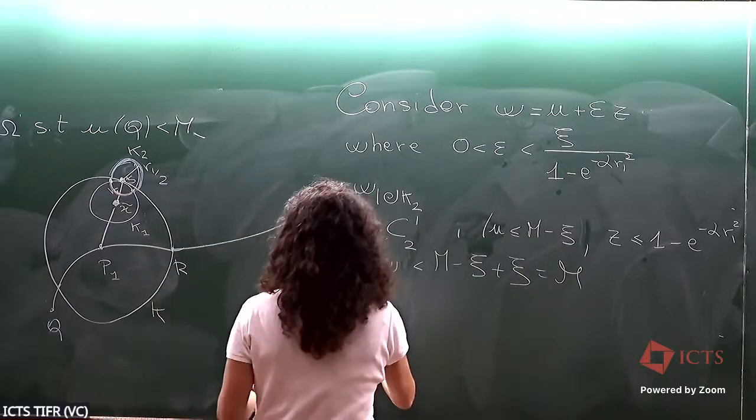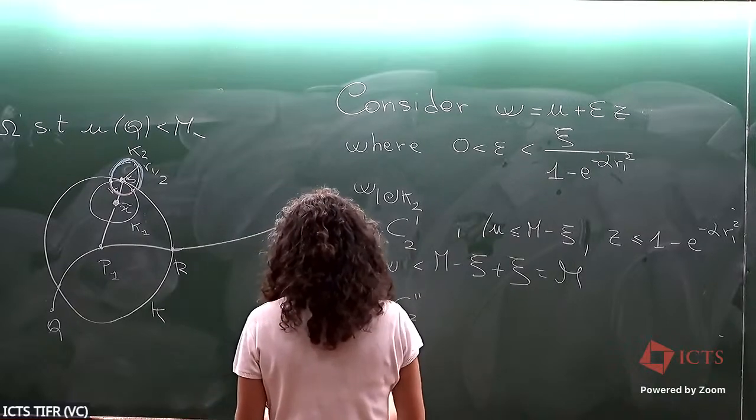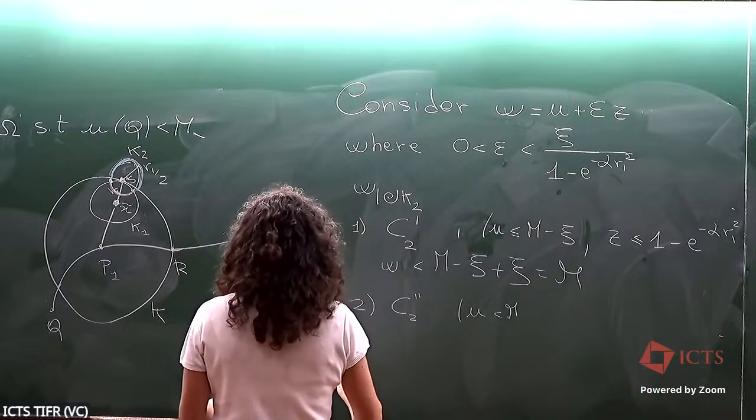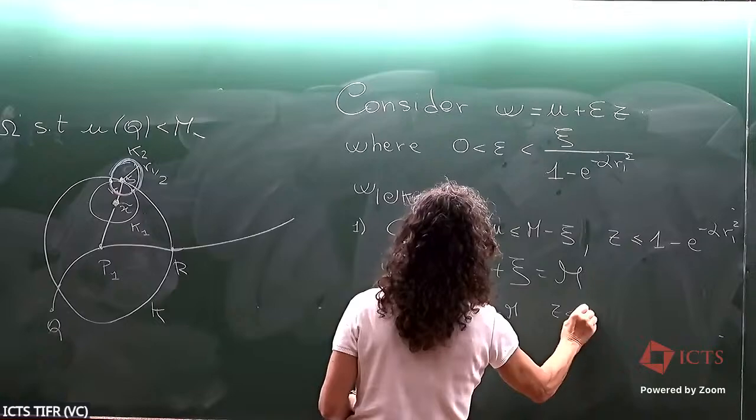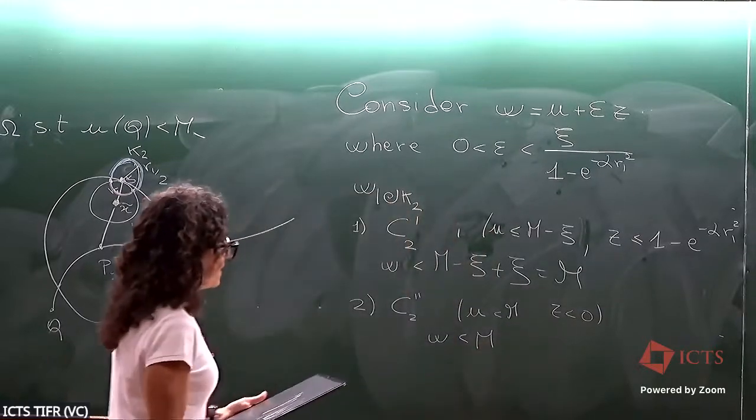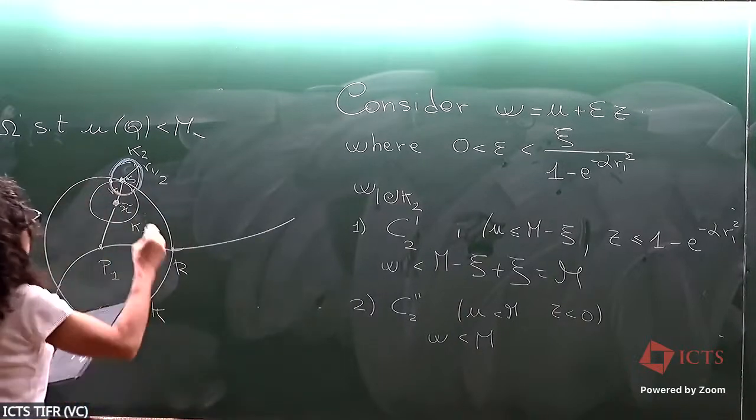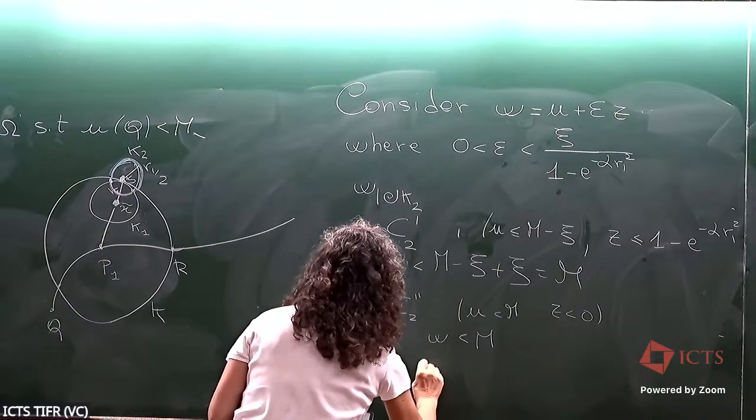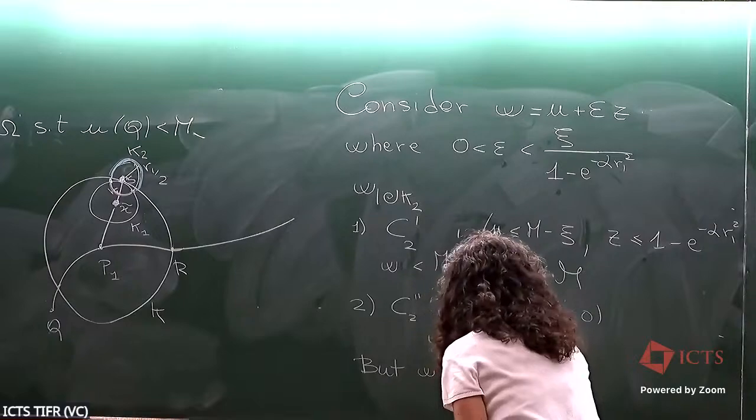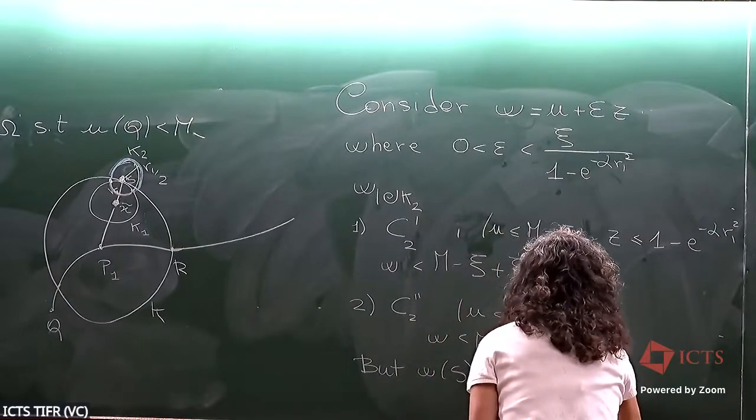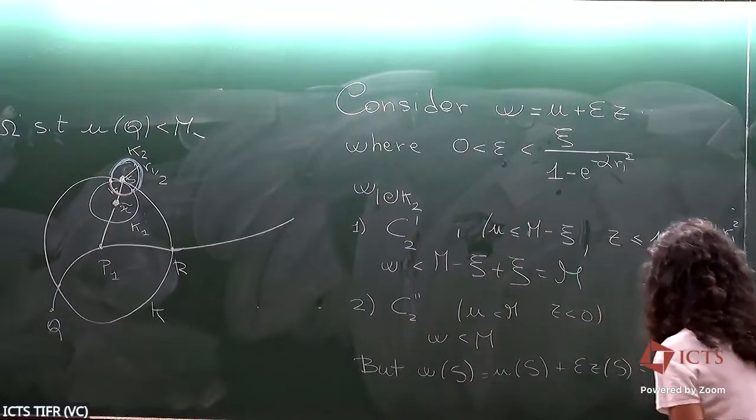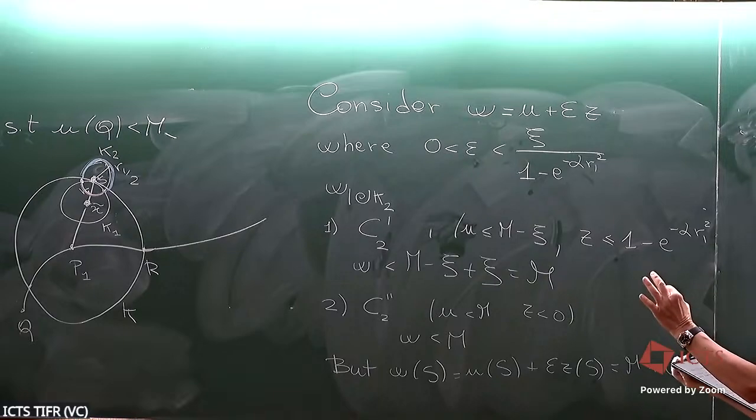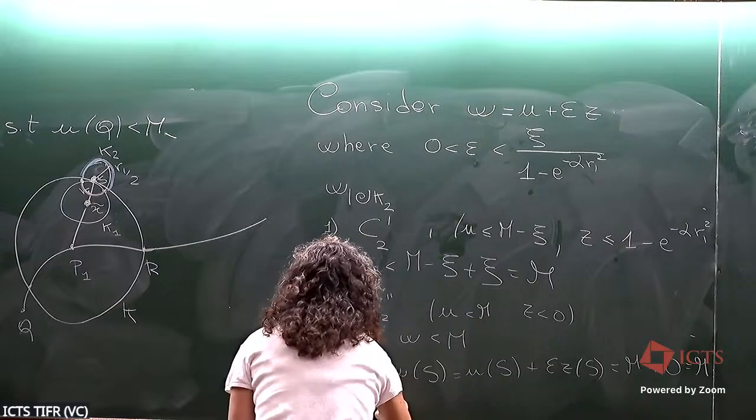Now on C2 second, it's easier. You have that U is smaller than M, and Z is smaller than 0. So W is smaller than M. But let's see what happens on S, in this interior point of K2. W of S is equal to U of S plus epsilon Z of S. But U of S is M and Z of S is 0, so this is M. So W has an interior maximum.